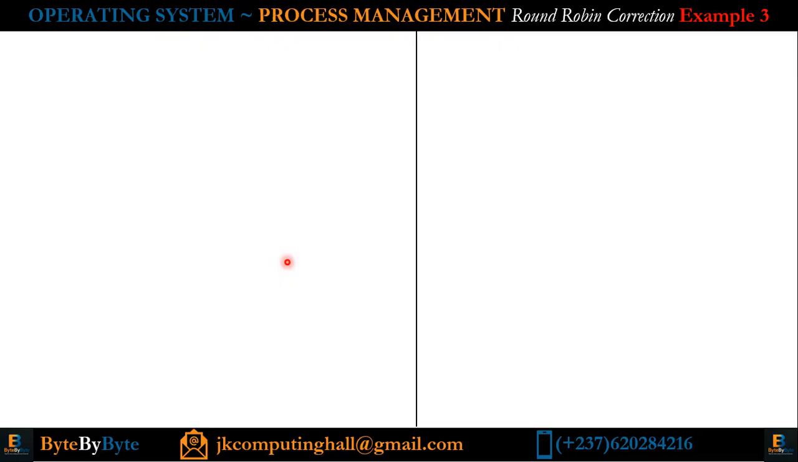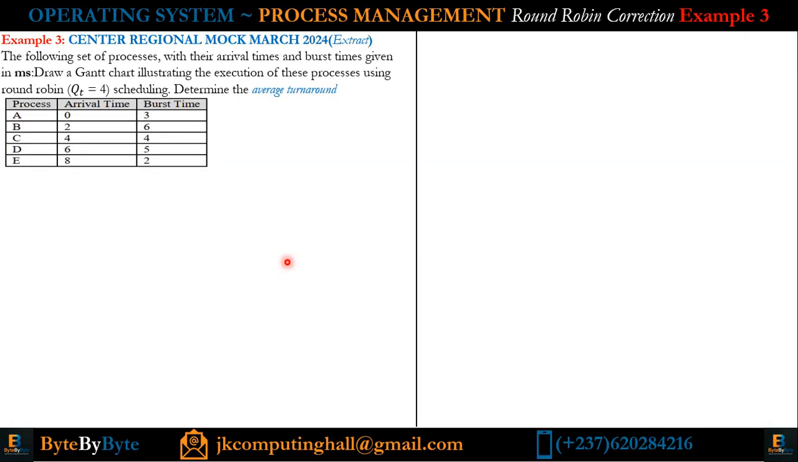I will also advise you, dear students, that when you are drawing the Gantt chart for round robin scheduling, always pay attention to the arrival time and the contents of the ready queue. This was the example that was given. The following set of processes with their arrival times and burst times given in milliseconds. Draw a Gantt chart illustrating the execution of these processes using a round robin quantum time for scheduling. Determine the average turnaround time.